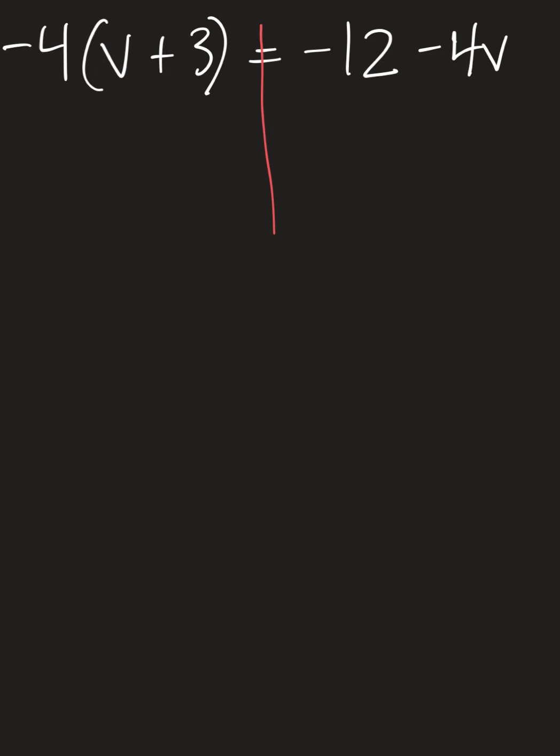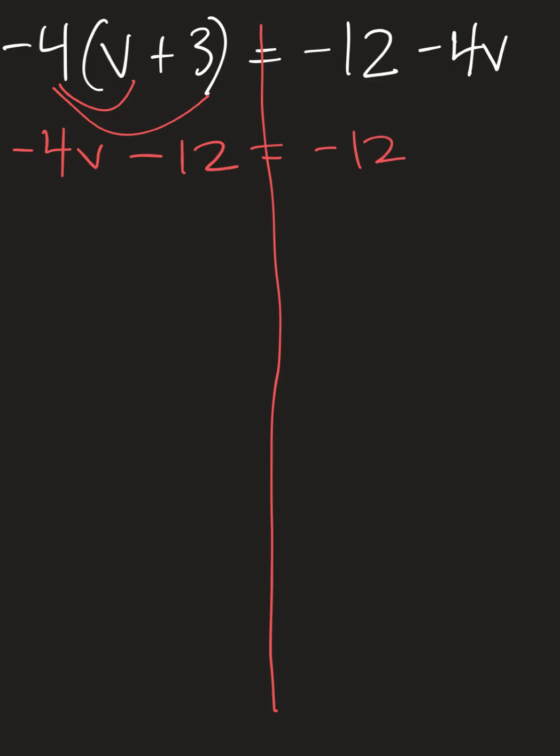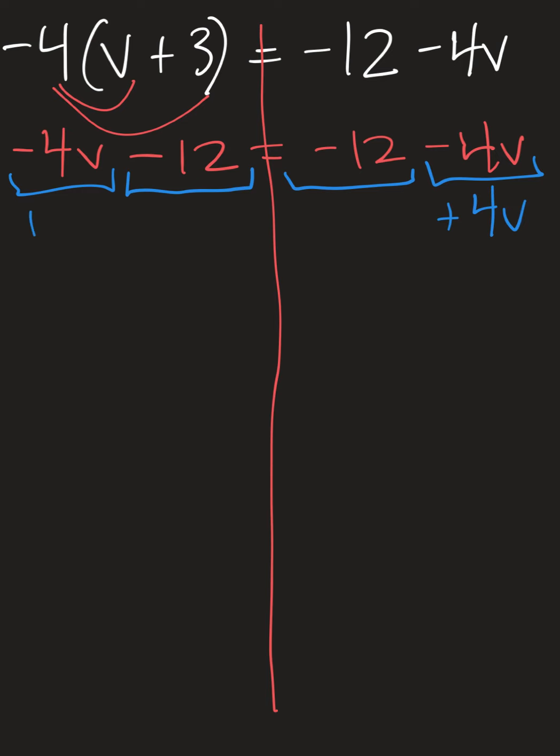Another example we have is negative 4 times the quantity v plus 3 and negative 12 minus 4v. Again, I'm going to distribute. I get negative 4v minus 12 equals negative 12 minus 4v. Now, if you look at this, you might notice that these are the same variable term and the same constant term, okay? So I'm going to just simplify this. If I add 4v to both sides, I end up with negative 12 equals negative 12. In this case, this is true, okay?